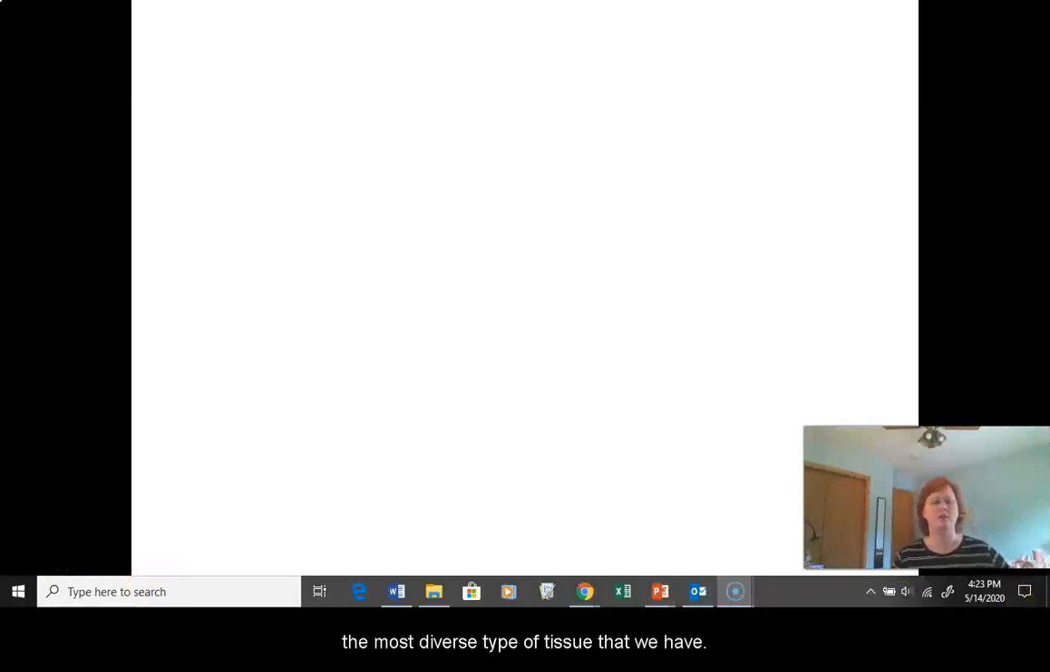So this is our last topic for tissue types. The last one that we need to fit in that last little box that should still be empty on your piece of paper will be for connective tissue. Now, connective tissue is by far the most diverse type of tissue that we have.